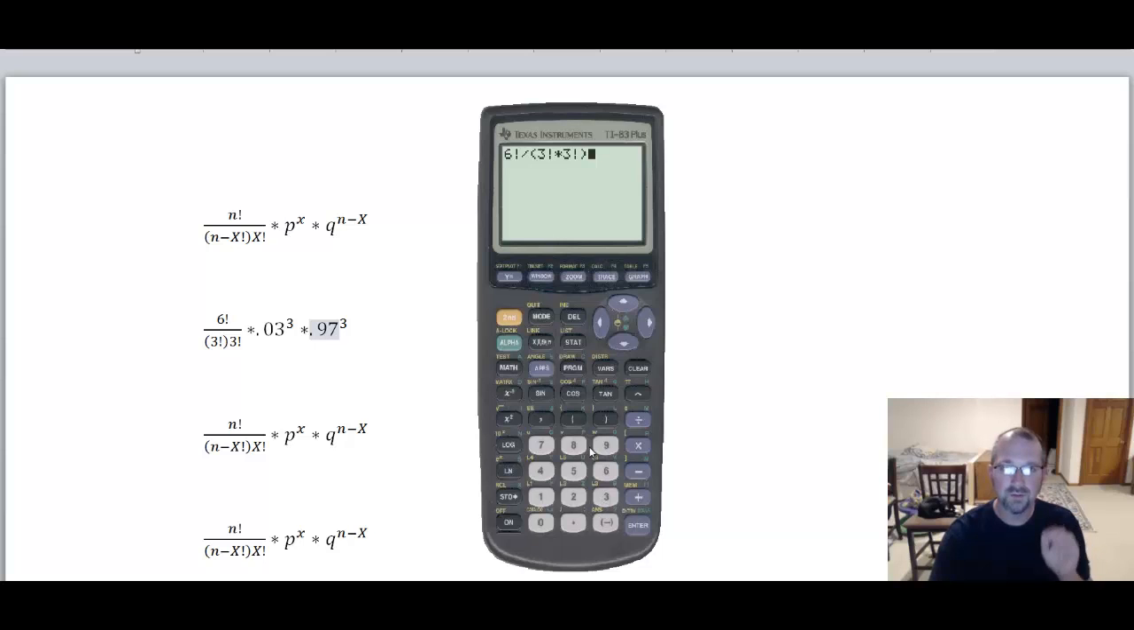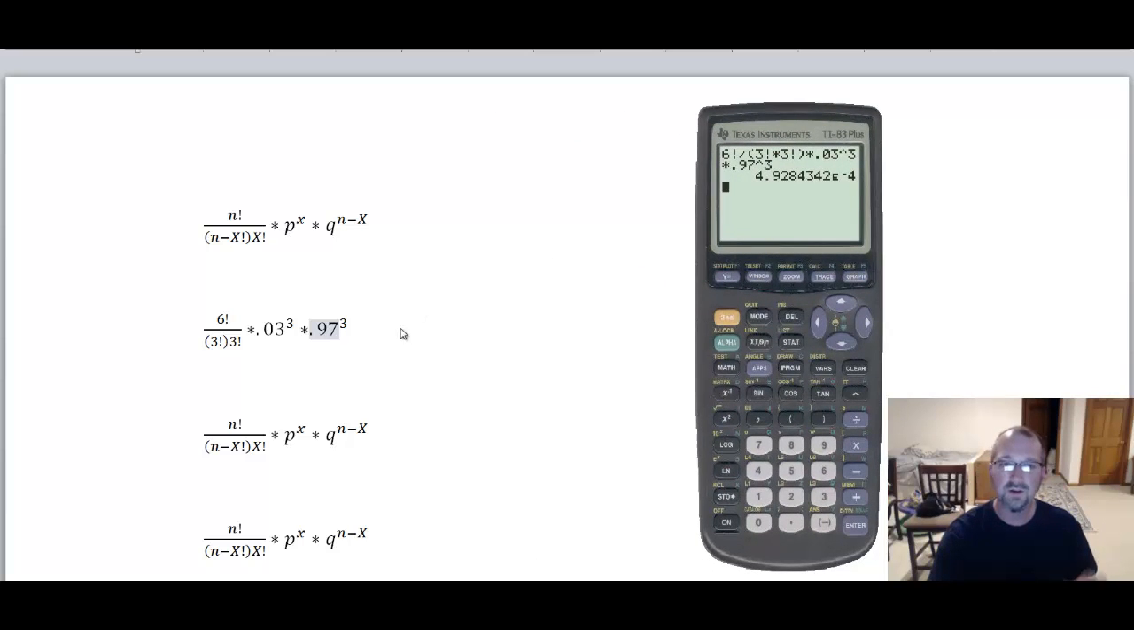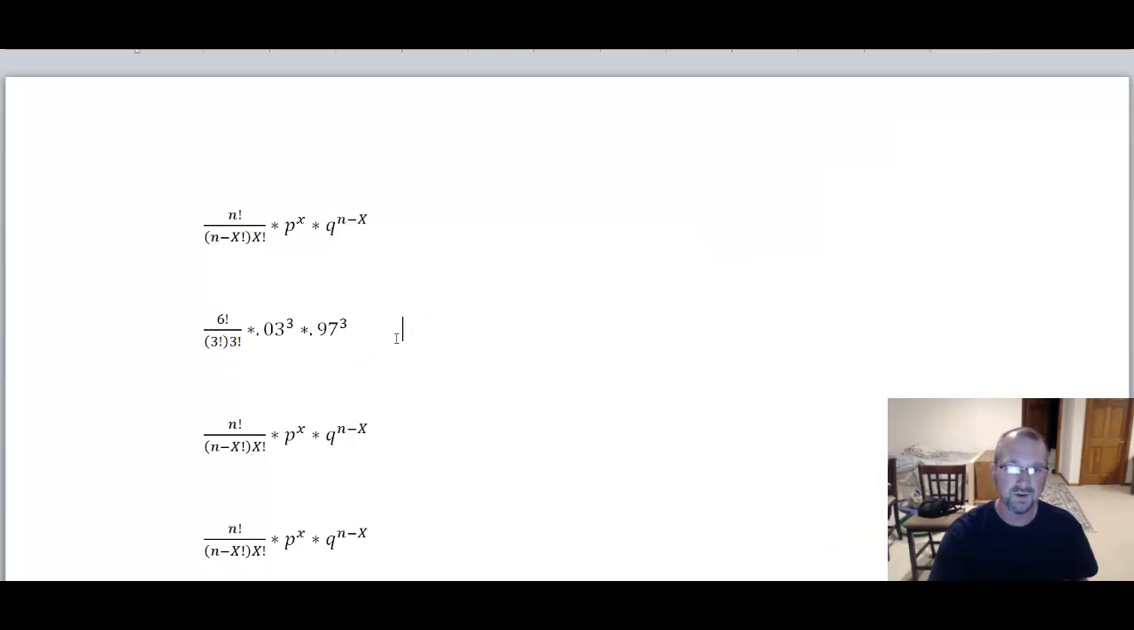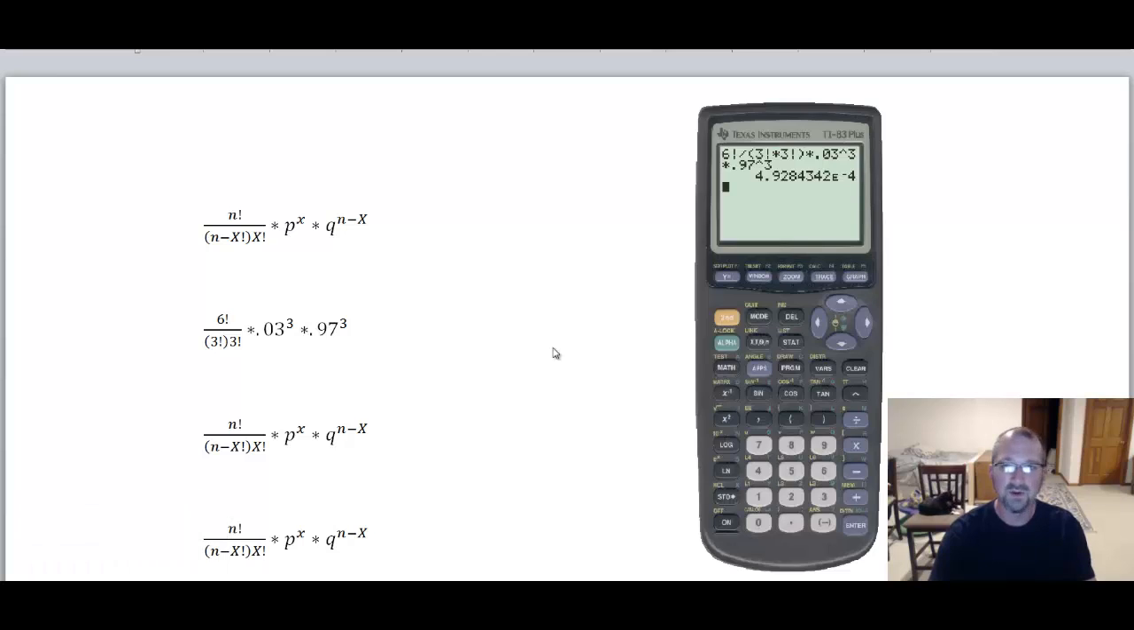putting little factorial numbers on there. So this does the problem correctly, multiplied by 3% raised to the 3rd power times 97% raised to the 3rd power, and we get an answer of, oh no, the answer is too small. But in this case, it's going to give us scientific notation. Now the calculator says, let me bring that back up here again, 4.92 E to the negative 4.